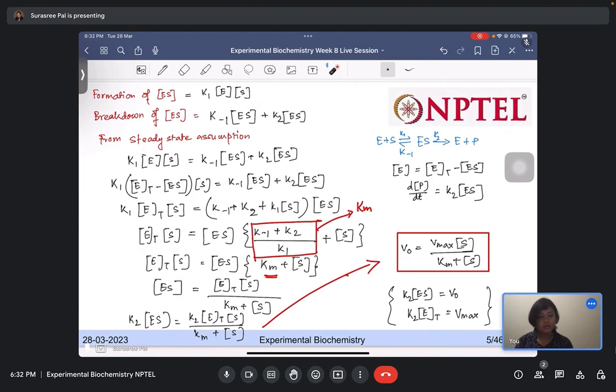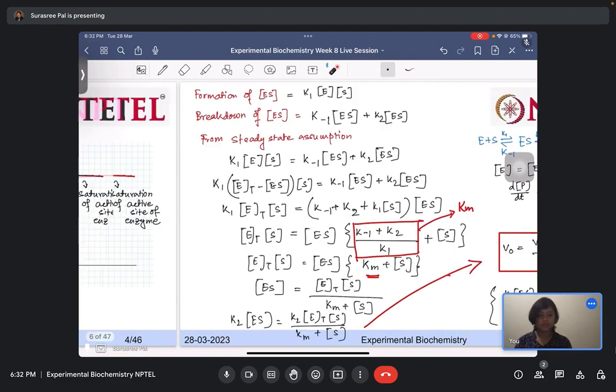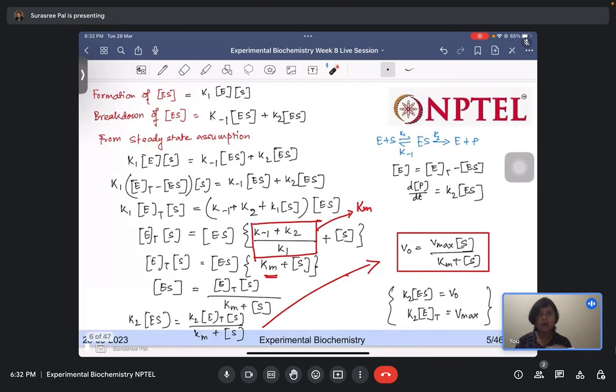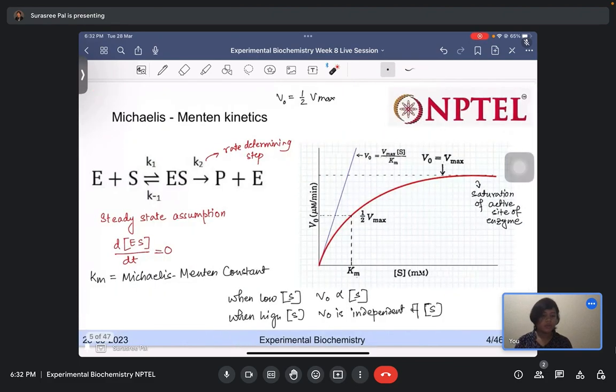And here we see that V0, the initial velocity, is dependent upon the substrate concentration. Now if we plot this equation, how will it look? It looks like this. This particular graph is the Michaelis Menten plot, where we have taken the substrate concentration on the x-axis and V0 on the y-axis.